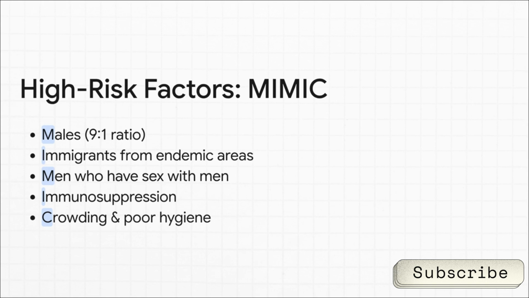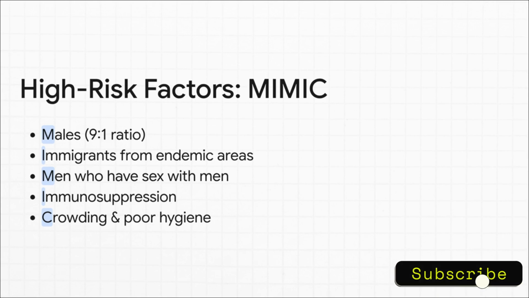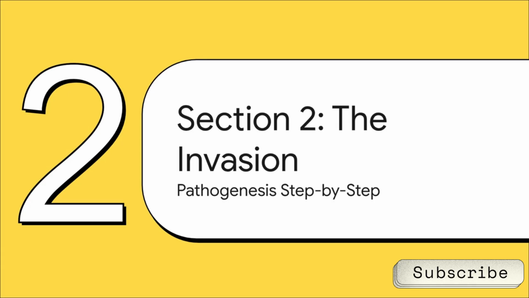Here's another great mnemonic for you. MIMIC. M is for males, and this is a huge point, guys. The male-to-female ratio is a staggering 9-to-1. Definitely a key exam fact. I for immigrants from areas where this is common. M for men who have sex with men. I for immunosuppression, makes sense. And finally, C for crowding and poor hygiene. So remember, MIMIC. Okay, moving on to section 2.